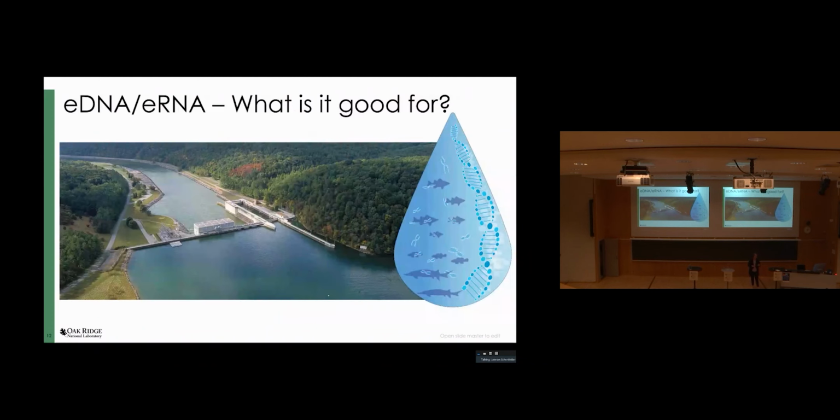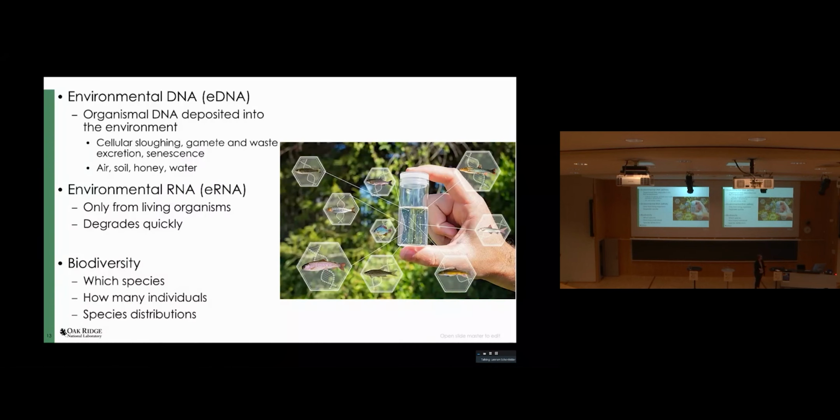This is where environmental DNA and environmental RNA can provide us with a new tool to add to our toolkit to study fish passages. Environmental DNA and RNA is organismal genetic material that's shed all the time. Right now we're sitting in this room, you all and myself are shedding DNA and RNA, and I could collect it out of the air and sequence everybody. We can also collect it from the soil, from honey, and from water.